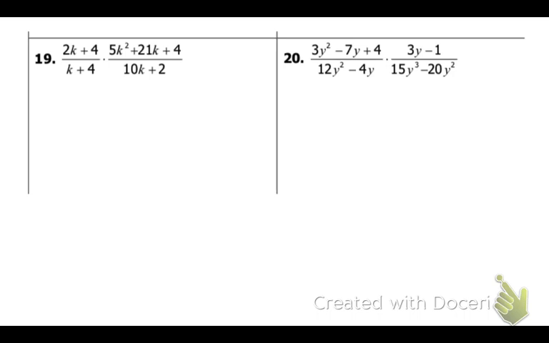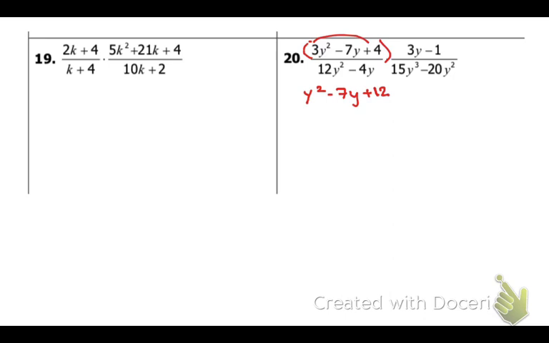So for number 20, remember, if they are not all monomials, you're going to have to factor. So if you look here, you're going to have to factor that. However, this does not have a GCF, which means you're going to have to multiply the 3 and the 4 to get a equals 1. So you're going to be left with y squared minus 7y plus 12. But because you multiplied by 3, you're going to have to divide by 3 eventually.